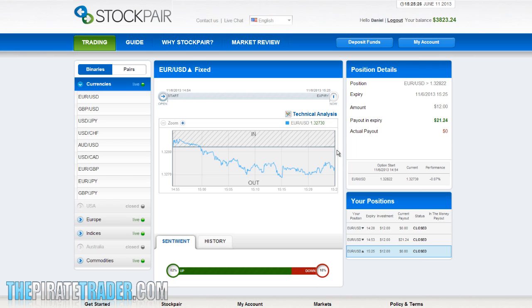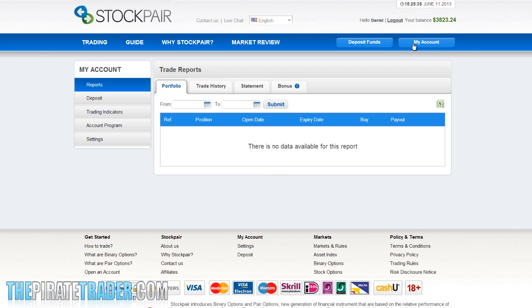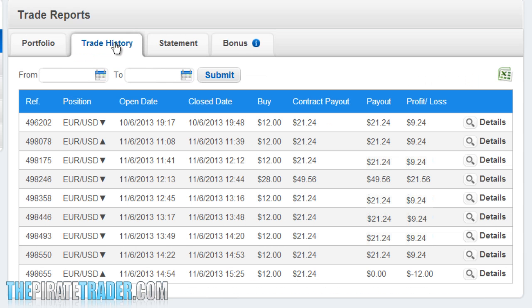Welcome back. Okay, the trade we submitted earlier is now going to expire, and as you can see, this was a losing trade. You can see the payout is 0. I'm going to check my trade history again by clicking on the My Account tab at the top of the screen. Okay, let me go ahead and click on the Trade History button.